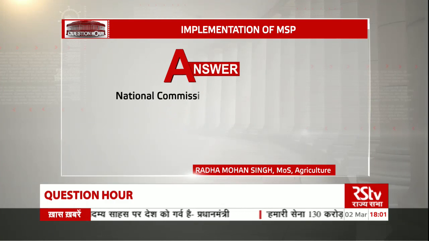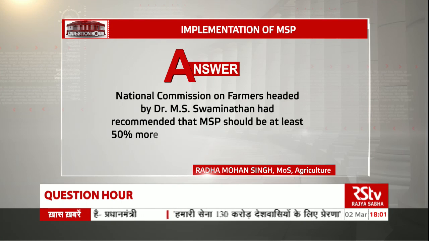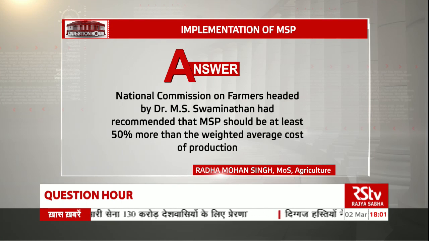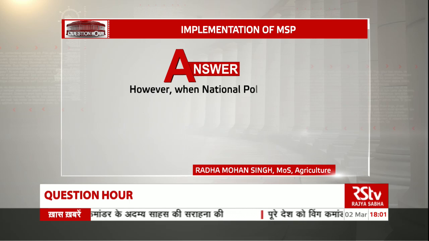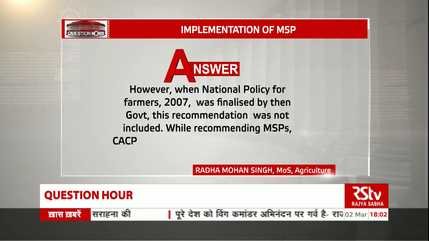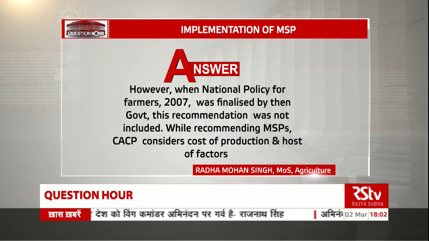Well, the government has given a very comprehensive reply here, and the government goes on to say that National Commission on Farmers, headed by Dr. M.S. Swaminathan, had recommended that minimum support price should be at least 50% more than the weighted average cost of production. However, when the National Policy for Farmers 2007 was finalized by then government, this recommendation of providing 50% returns over cost of production was not included.